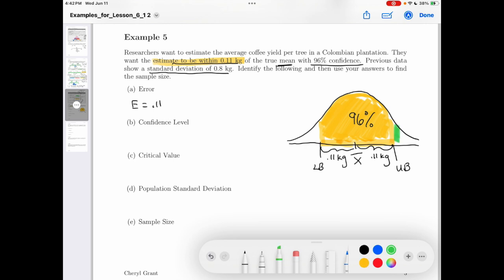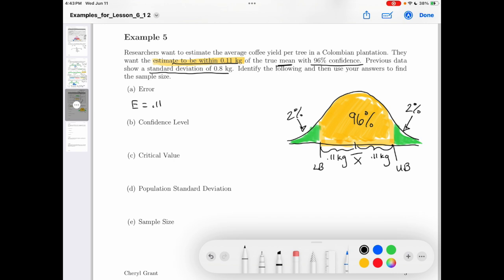So we know that what's left over is 4% in total, but when we split that between the two wings, it's going to be 2% in each wing. So here's the picture of what we have so far.